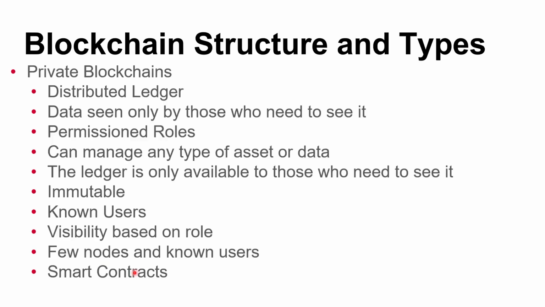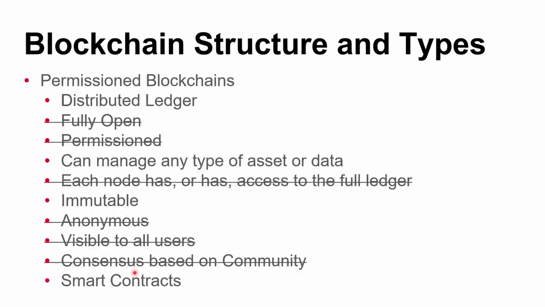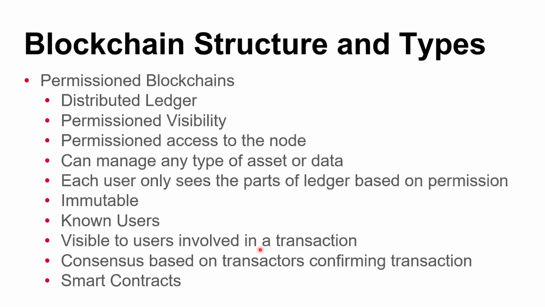And there is another blockchain type, sometimes called permissioned. An example of this one could be Ripple, and it's considered a permissioned blockchain. Again, distributed ledger is desirable, managing any type of data or asset is desirable, immutability, smart contracts. The fully open, permissionless, each node having access to the full ledger, anonymity, visible to all users: these would be undesirable in a permissioned blockchain.